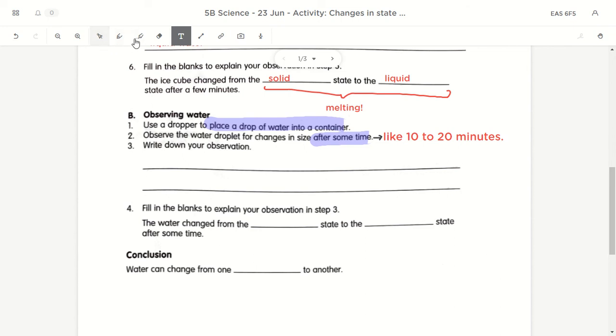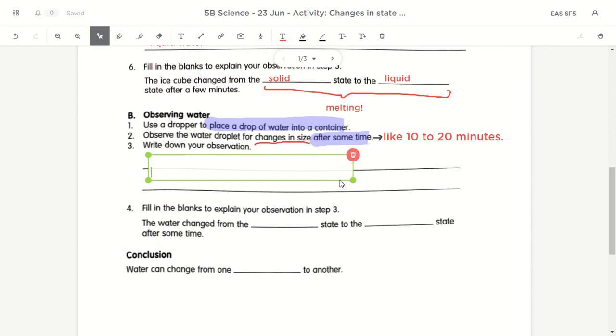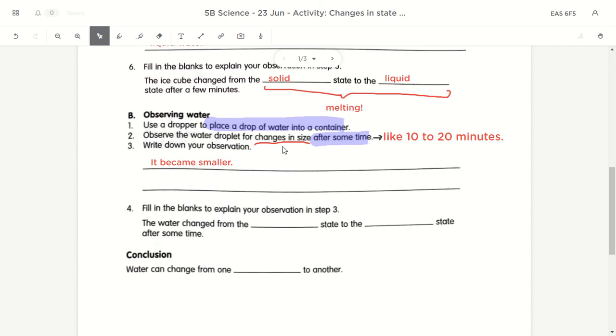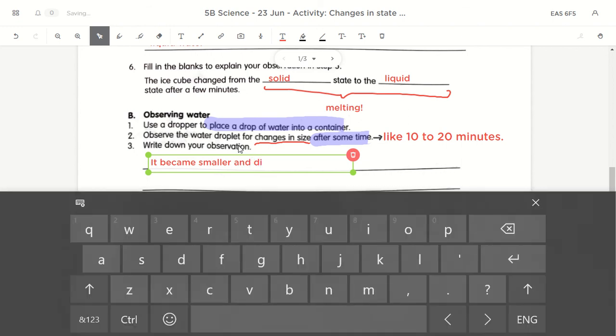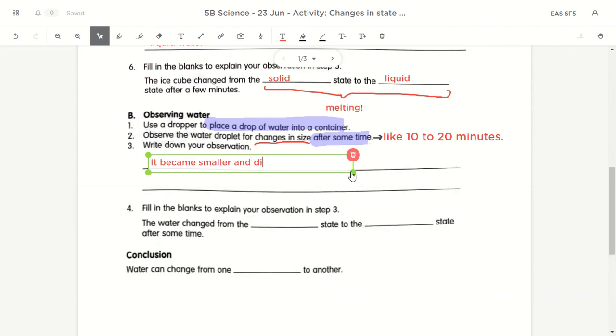Again, I'm looking for the change in size. So if you did it, you realize that the water droplet became smaller. Some will tell me it evaporated, correct? Nothing wrong with that, that's the process, but I'm asking you for the change in size. So the water droplet became smaller, that's the first thing. Or you can also say it disappeared. If some of you waited long enough, you realize that it disappeared.